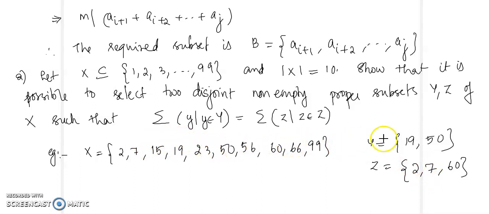So X is a set which contains 10 elements. Then, if we take such a set X, we need to show that there are two disjoint non-empty proper subsets Y and Z of X such that the summation of elements in Y is equal to the summation of elements in the set Z. So we will look at the solution.